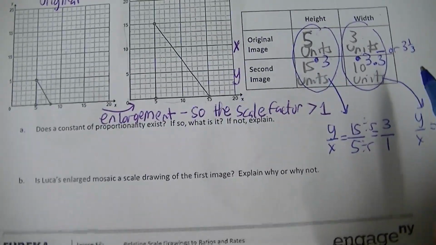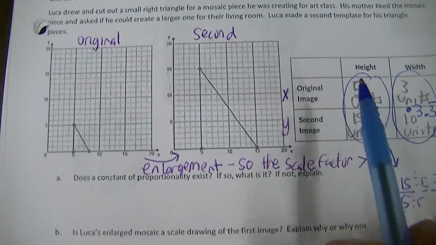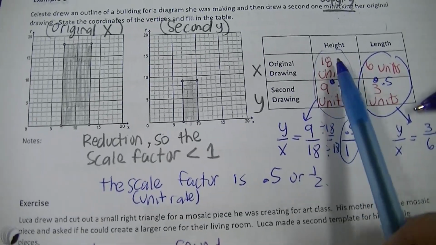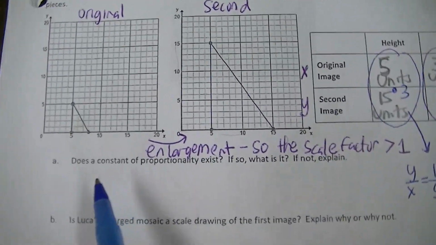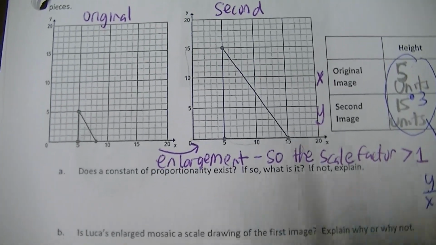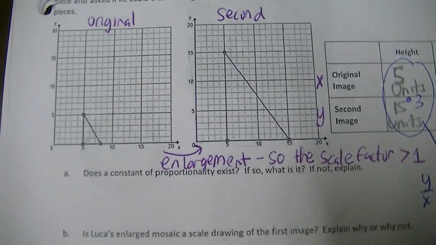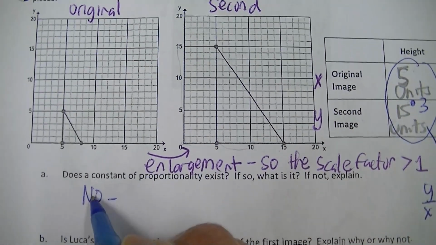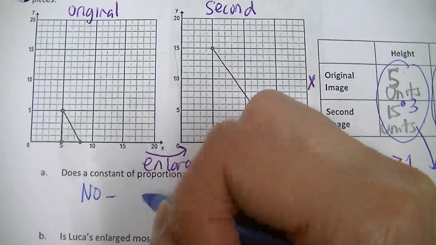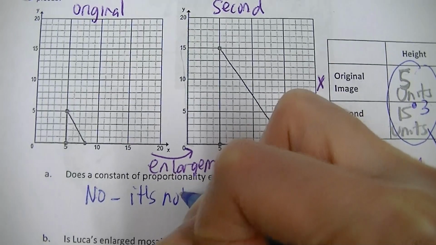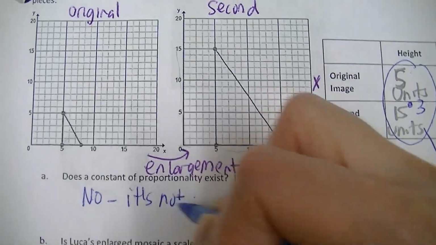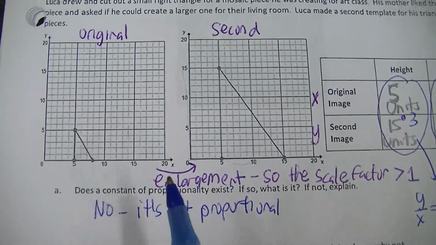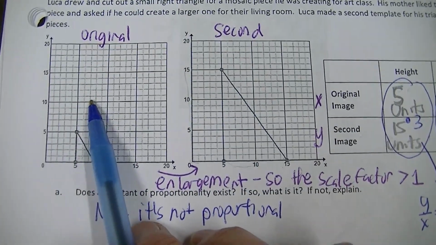So that means this is not a proportional relationship. This one up here was a proportional relationship because they have the exact same scale factor for the relationships. Here, nope. So it says, does a constant proportionality exist? Again, that's another name for scale factor or for unit rate. Nope. No. If so, what is it? If not, explain. So no, it does not exist because it's not proportional. And what I mean by it's not proportional, I'm saying that the second image is not proportional to the original image, okay?